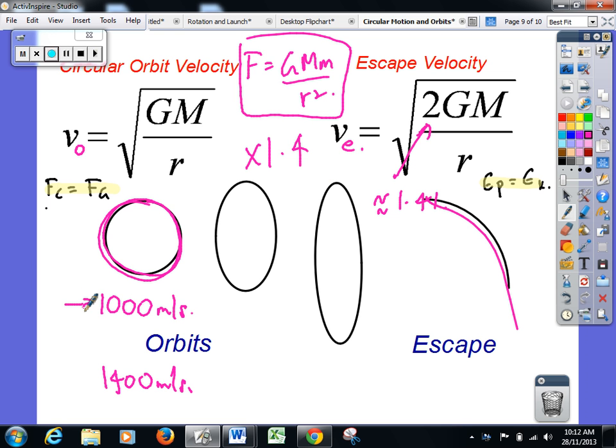If I increase to 1,100, I would become more and more elliptical. As I get towards 1,300, I become quite elliptical. And when I increase to 1,410 or something like that, I will zip off and never come back. So if you calculate your orbital velocity at any place, and you then multiply it by root 2, you realise that that's the escape velocity that you need to go away from that orbit.